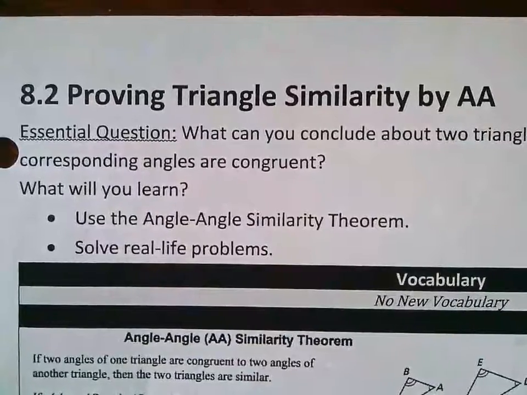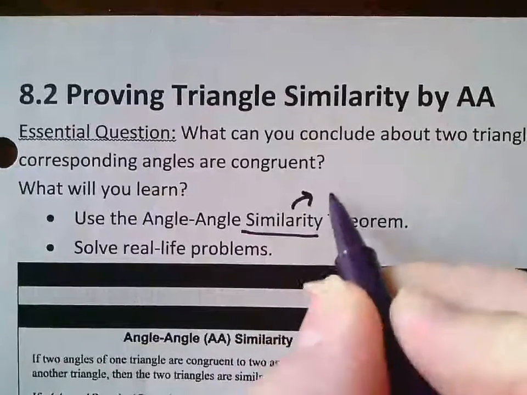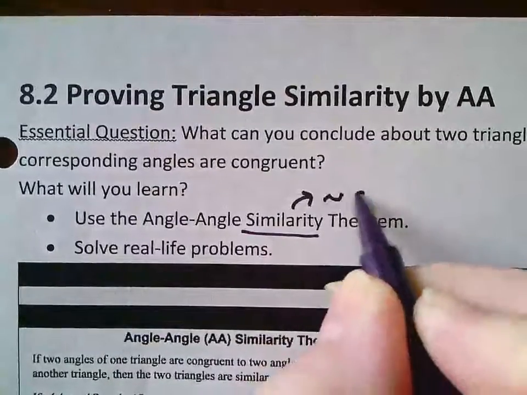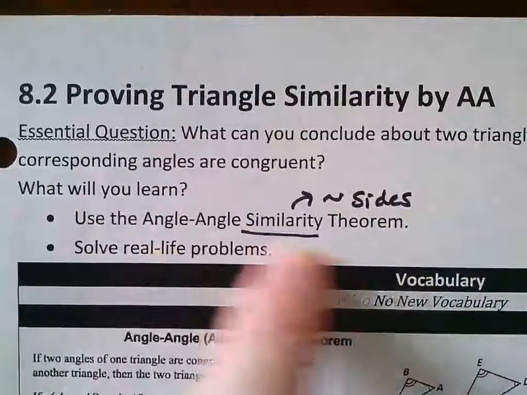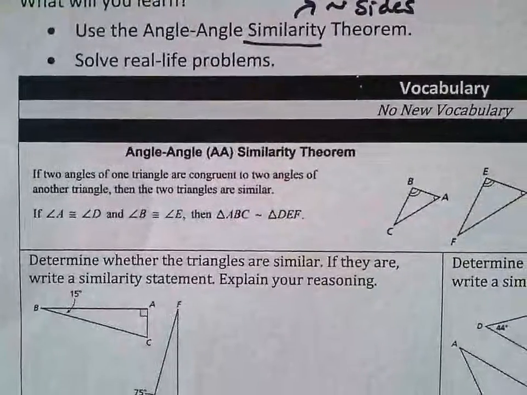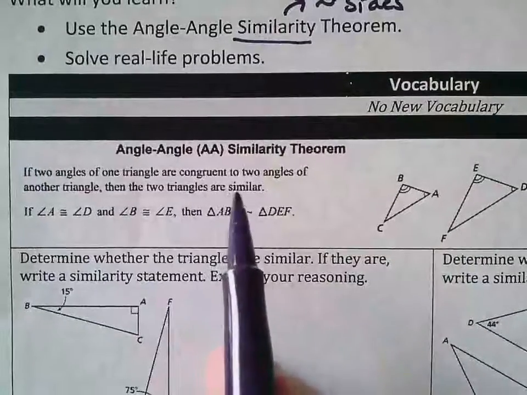And the reason for the similarity instead of congruency is because the sides could be different. The angles can be congruent, but the sides can be similar. So we're going to be looking at that. If two angles of one triangle are congruent to two angles of another triangle, then the two triangles are similar.